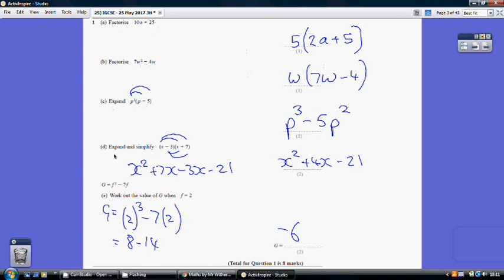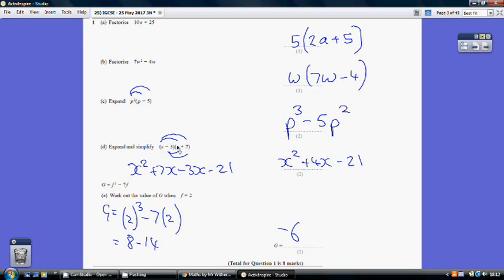Now for part D, expand and simplify. Well, expand means get rid of the brackets. Simplify means gathering up the like terms. So let's start off by expanding. So we multiply x by both terms in the second bracket, then move on to the minus 3 and multiply that by both terms in the second bracket.